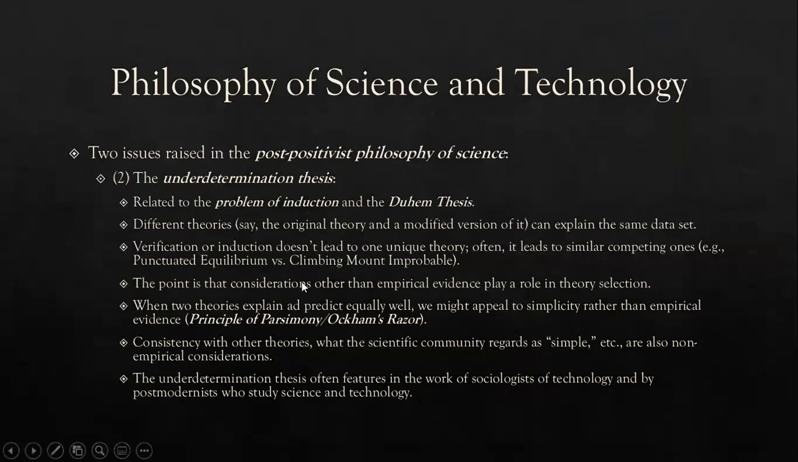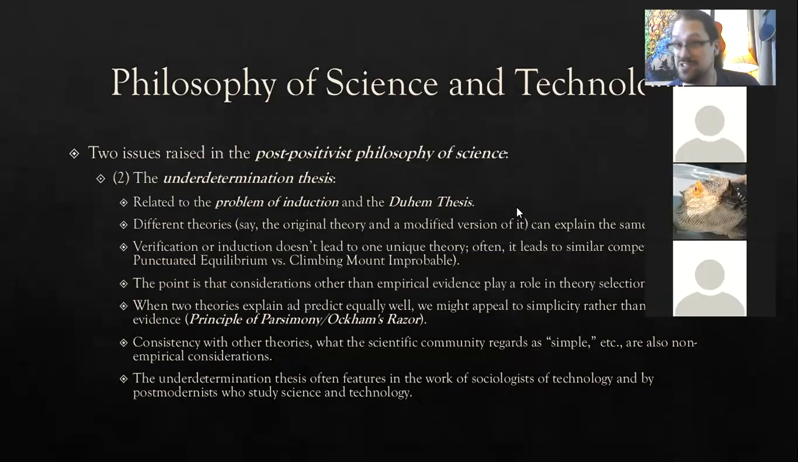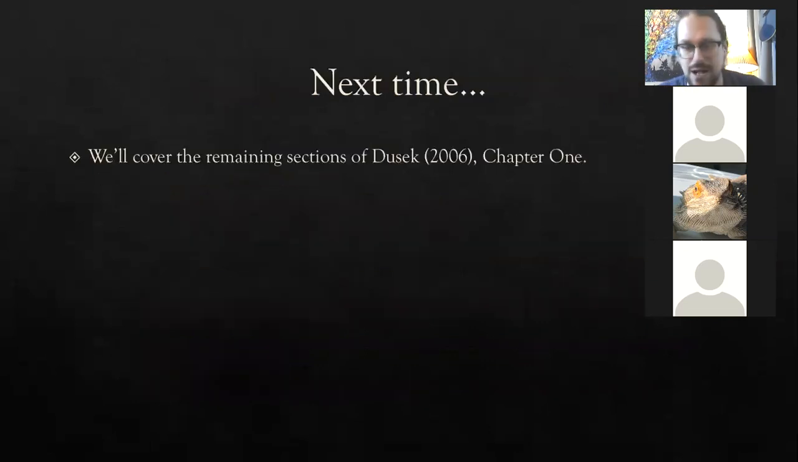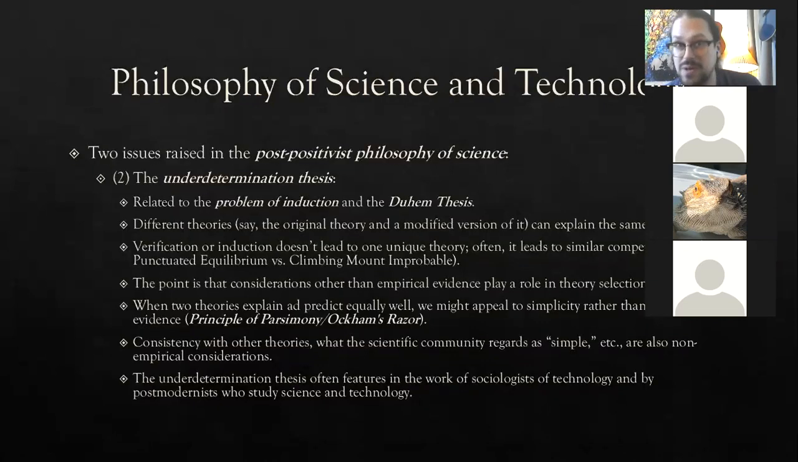The point here is that considerations besides empirical evidence play a role in theory selection, right? What are you going to pick? Punctuated equilibrium, climbing Mount Improbable? Well, you might appeal to other principles instead of empirical evidence. If two theories explain the data equally well, maybe you want to go for the simpler theory, the more elegant theory. And this is, of course, the principle of parsimony, otherwise known as Occam's razor.